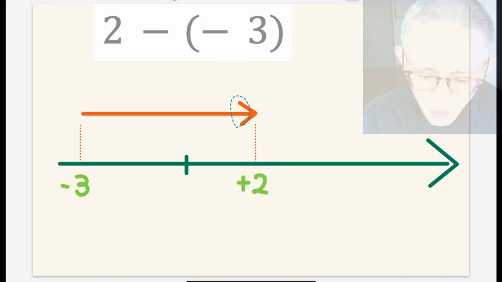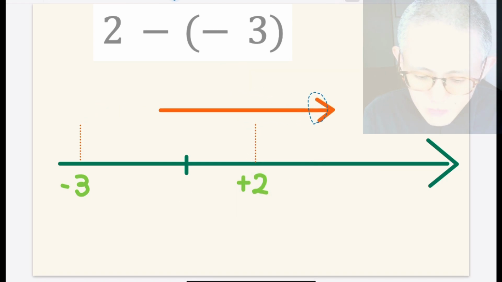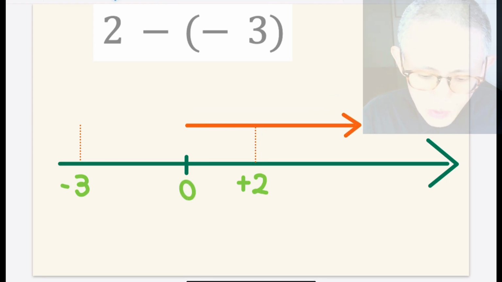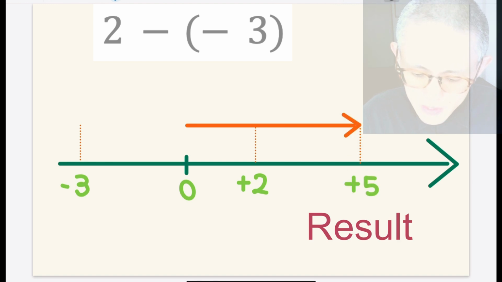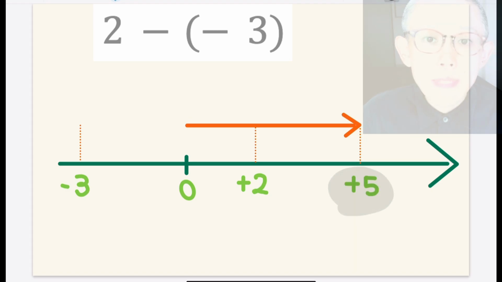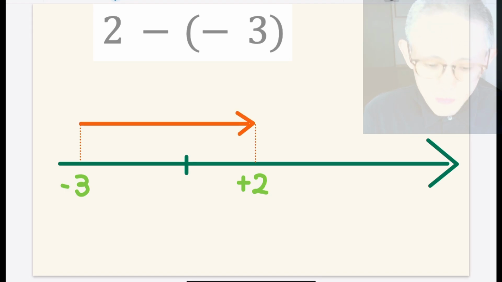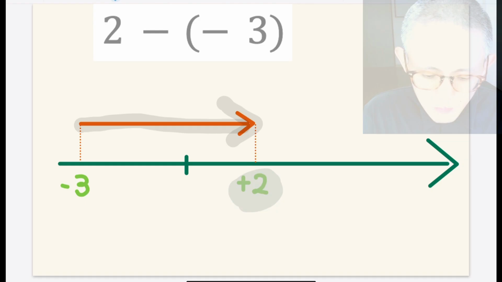If you move the arrow 3 units in the positive direction, the tail will come to the origin. The head will also move accordingly. Check where the head of the arrow is now. This is the result of this subtraction. The hidden meaning: you need to move 5 units in the positive direction if you want to go to positive 2 from negative 3.